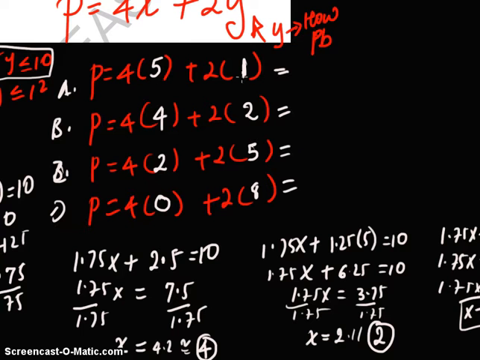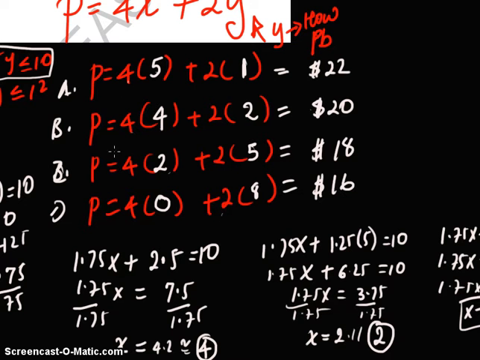So based on this, let's calculate the money that we can make from each combination. For the first one, 5 times 4 is 20, plus 2, we get $22. From this one, 4 times 4 is 16, plus 4, we get $20. So far A is a good choice. 4 times 2 is 8, 8 plus 10 is 18. And the last one is 0 times 4 is 0, and 2 times 8 is 16.